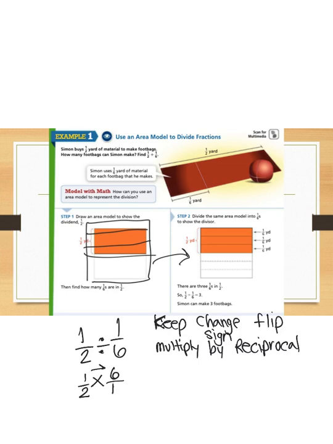Now what we're going to do is multiply straight across just as we would in a regular multiplication problem. 1 times 6 is 6. 2 times 1 is 2, sorry. Now we have to simplify. And I know I can divide 6 and 2 by 2. So 6 divided by 2 is 3. 2 divided by 2 is 1. 3 over 1 is the same as 3.